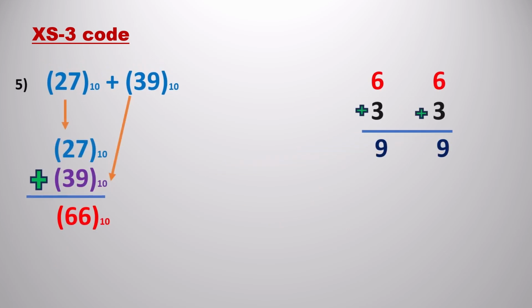Let's check this problem with the help of normal decimal addition also. If you add both of them, 27 plus 39, we are going to get 66. As I said, 66 is a normal single digit value per place, so we can get the simple XS3 code, like the first example. Add 3 to the individual digits, so we are going to get 9 and 9 separately. Combine both of them, that is our final output, 99. Hence verified with the previous example also, in binary format as well as in decimal format.